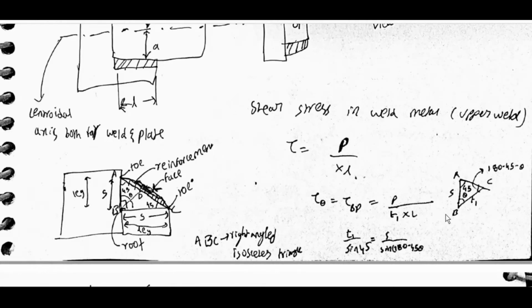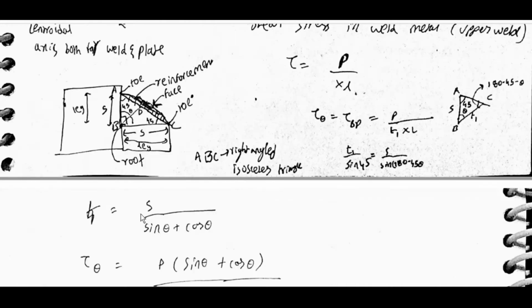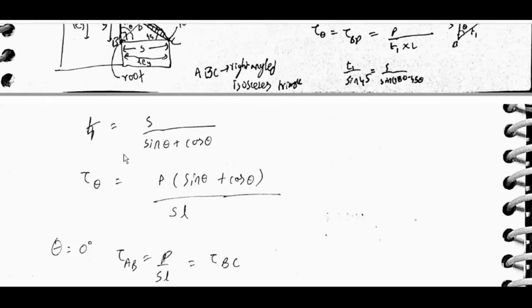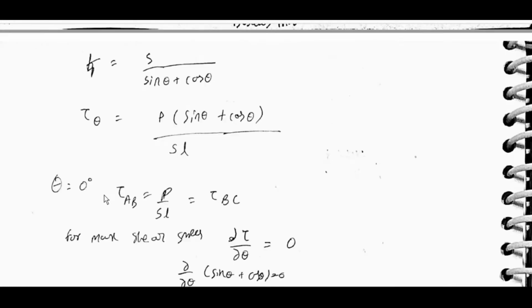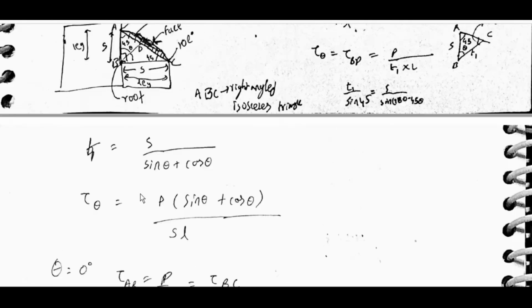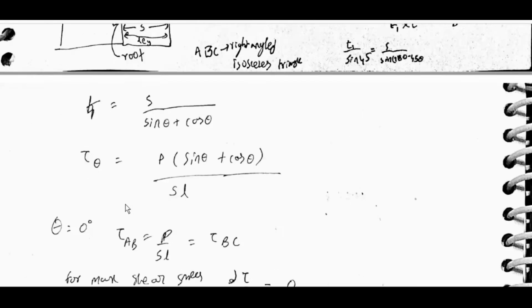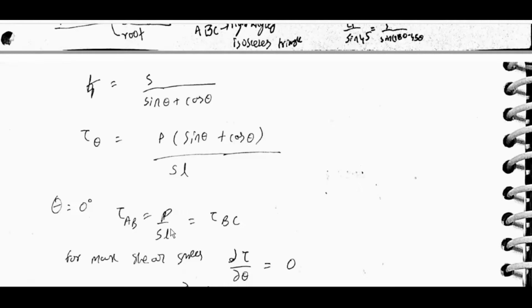This length is T1L. T1 by sine 45 is equal to S by sine of 180 minus 45 plus theta. This total is S. T1 is equal to S by sine theta plus cos theta. Tau theta is equal to P into sine theta plus cos theta by SL. Theta is equal to 0 degrees: tau AB is equal to tau BC is equal to P by SL.